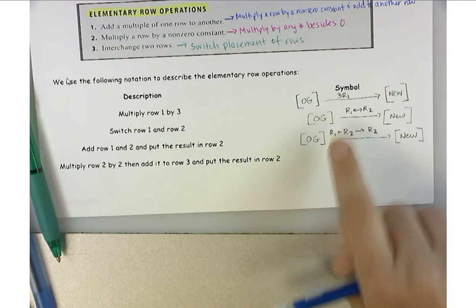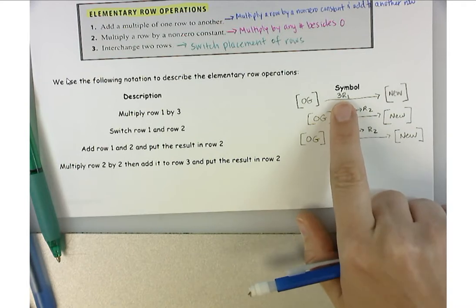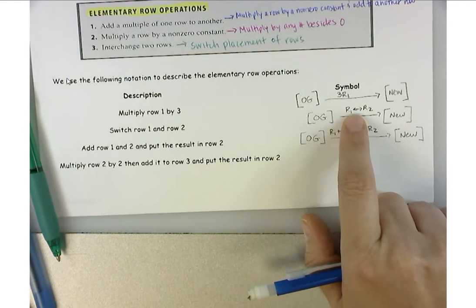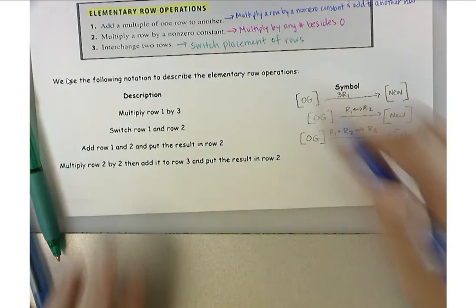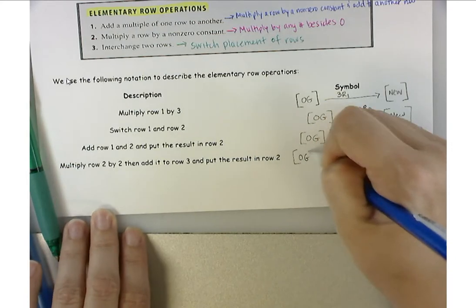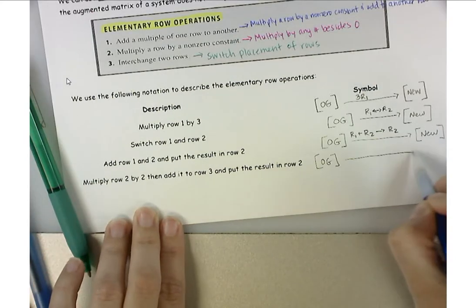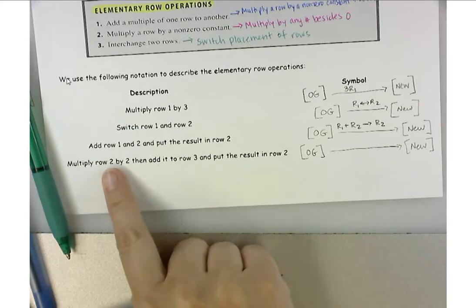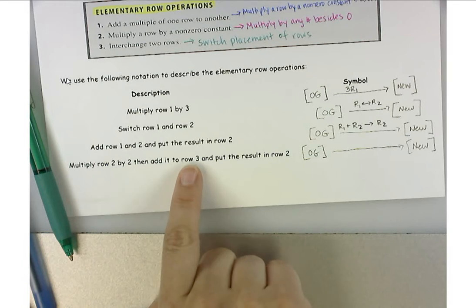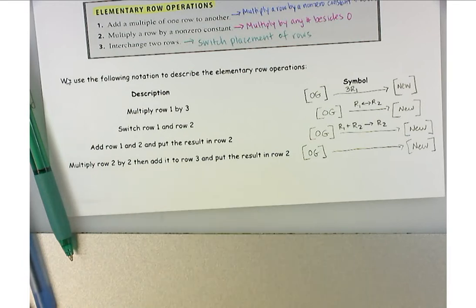The reason why we don't do that with this one is because if you're multiplying row 1 by 3, that's just going in row 1. And if you're interchanging those two rows, you're just switching their place. Okay? It's for ones like these where you have to tell me where it's going to go. All right, so then the last one says you're going to multiply row 2 by 2, and then you're going to add that to row 3, and then you're going to put the result in row 2. Think you got that one? Give it a try. Or if you're unsure, just break it down.